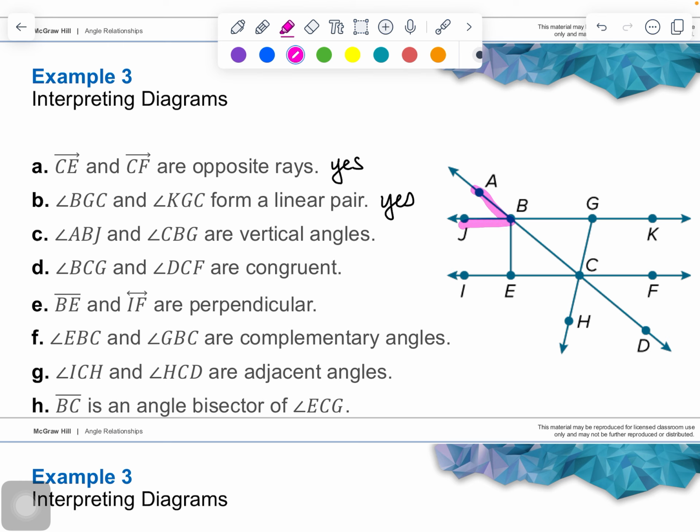ABJ and CBG. Do they form vertical angles? Right there and there? Yes. Absolutely.